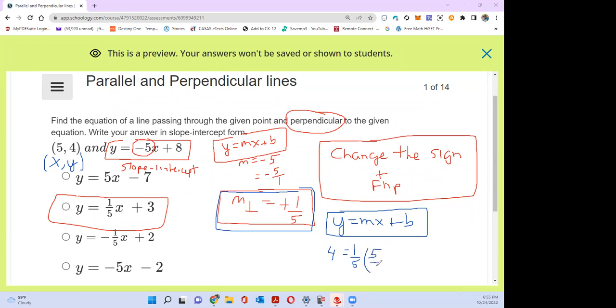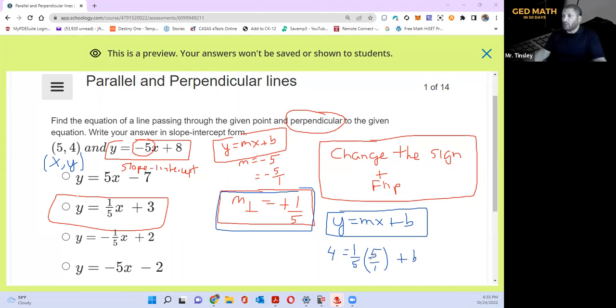I'm going to make it an improper fraction since I'm multiplying, plus B. Watch this. What happens to my two 5s? What's 1 times 5? 5. And what's 5 times 1? 5. And what's 5 divided by 5? 1. So those 5s cancel. You got 4 equals 1 plus B. Subtract 1 from both sides. I'm running out of room here. You get 3 is equal to B.